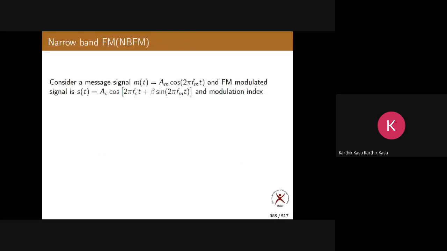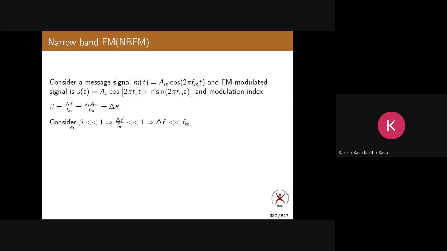Here we'll discuss something called narrowband FM. Let us consider m of t like this and S of t, that is the frequency modulated signal. I told you already, from now onwards we only talk about frequency modulation. Because frequency modulation and phase modulation are closely related, it is enough to study one modulation. So let us study frequency modulation in detail. Beta means modulation index. So these are the formulas.